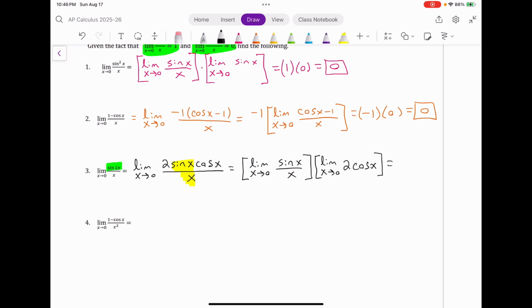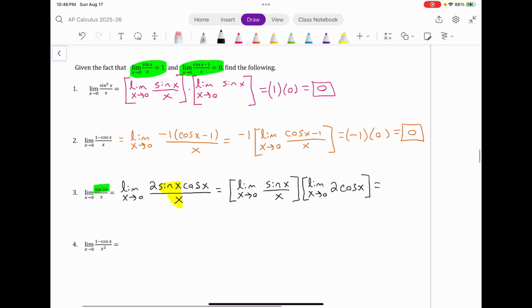All right. So the first limit we know is given to be 1. And then the limit as x approaches 0 for 2 cosine x, we can just plug in 0. And so 2 times cosine of 0 is 2, because cosine of 0 is 1, so 2 times 1 is 2. So 1 times 2 is what we have. So this equals 2. Finally, something other than 0.